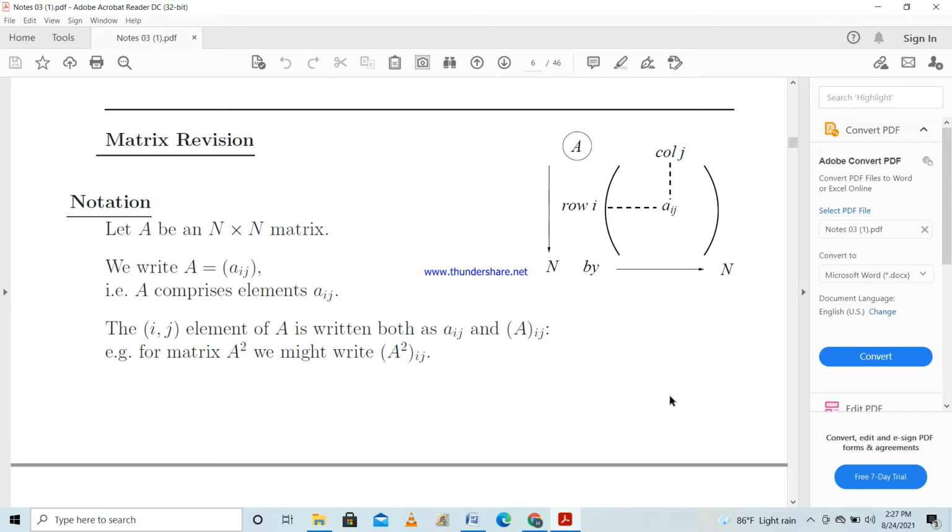calculations. Because when it comes to stochastic processes, most of the time we are dealing with matrices, so it is very important that you are very familiar with the matrix calculations. That is very, very important.